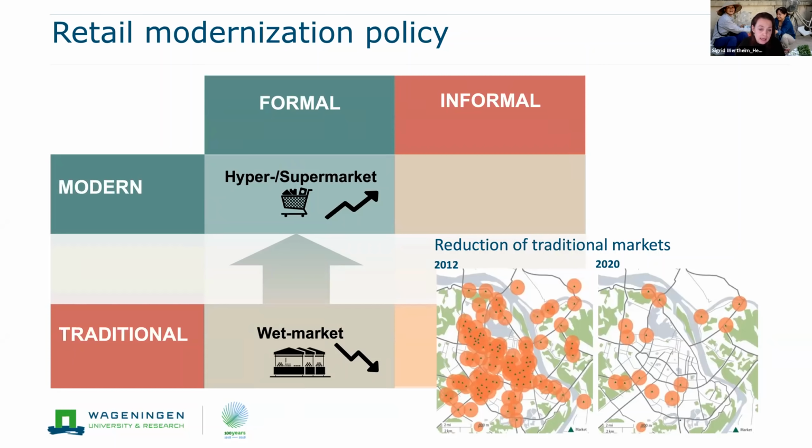So the policy is really designed to reduce the amount of open air formal wet markets and to stimulate supermarket development. And on the screen, you also see a mapping of the reduction of traditional markets in the period 2012 to 2020. And then you see it has a huge impact, that a lot of markets have already been or are still being reduced in different sites in the city.